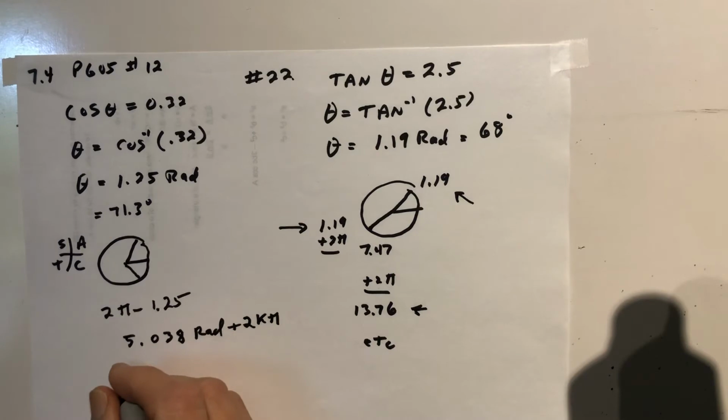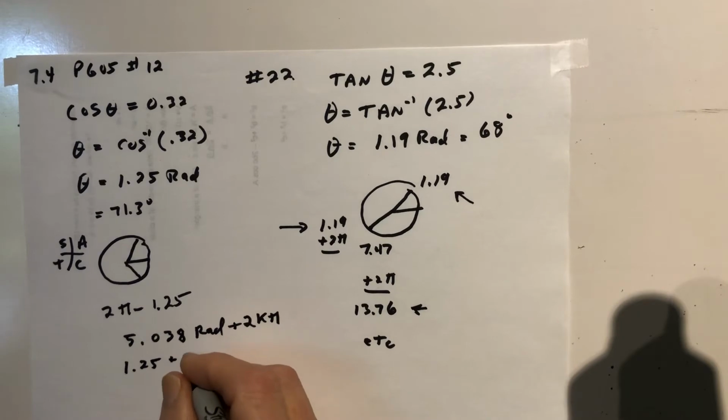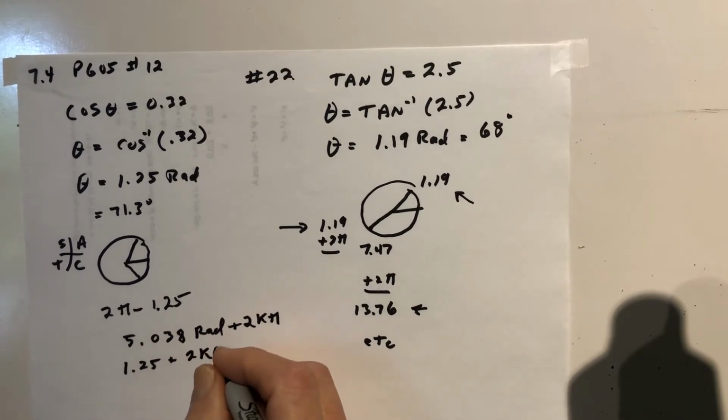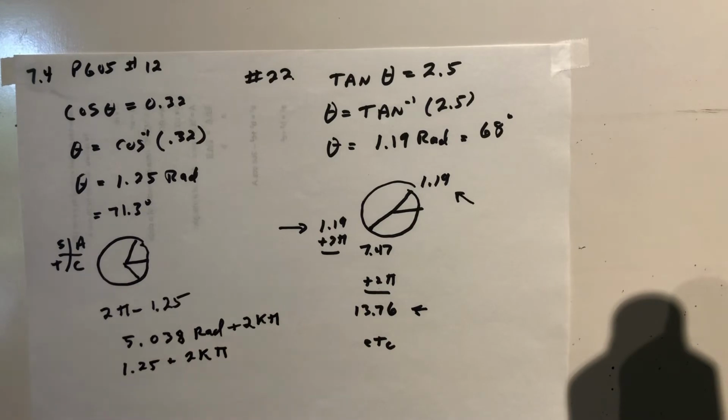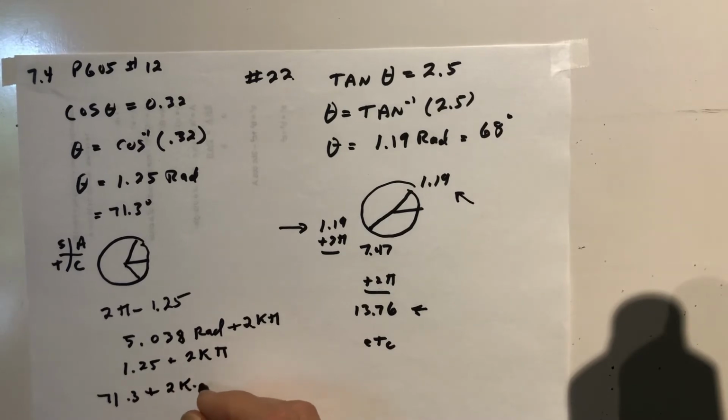And the other answer was 1.25 plus 2k pi radians. I didn't put the word radians in there. Now if you want the answer in degrees, it would be 71.3 plus 2k times pi. Let's just leave it in radians.